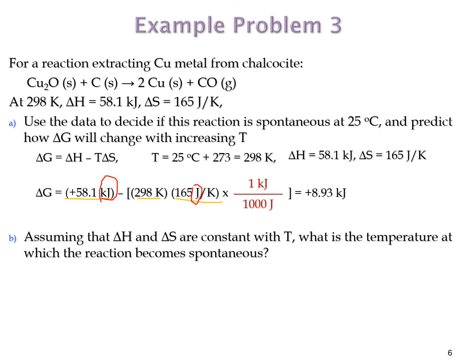So we wind up with a positive 8.93 kilojoules. Without that conversion, you may wind up with a negative. So we realize this is not spontaneous, and with that wrong information, we got our conclusion wrong. So please be very, very careful about the difference in units between delta S and delta H, because delta H is usually in kilojoules, while delta S has joules as part of its unit.